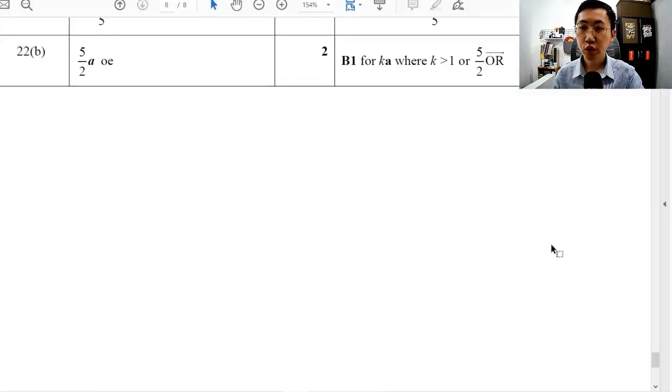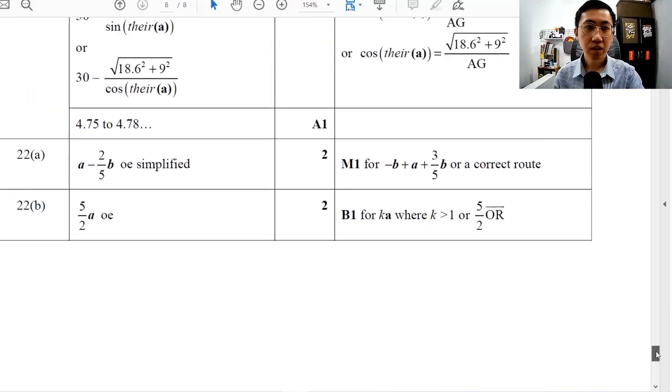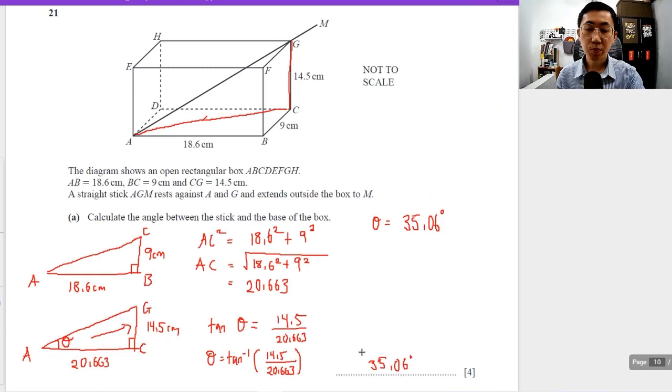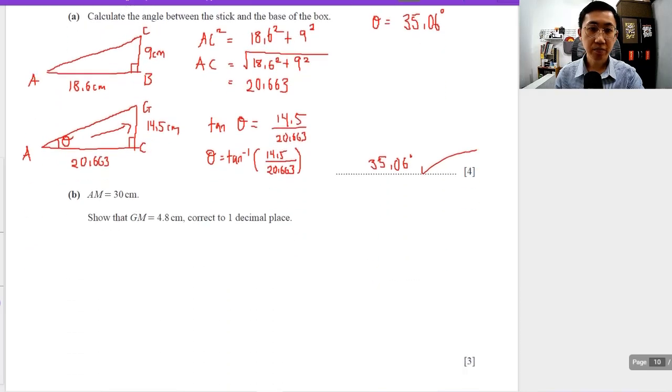Question number 21. Alright, indeed 35.1 or 35.05 to 35.06. So teacher's answer is 35.06. So that is actually 21A. Let's go over to 21B.